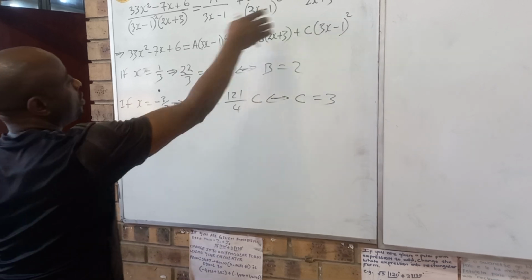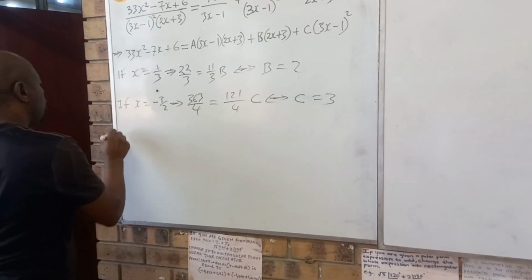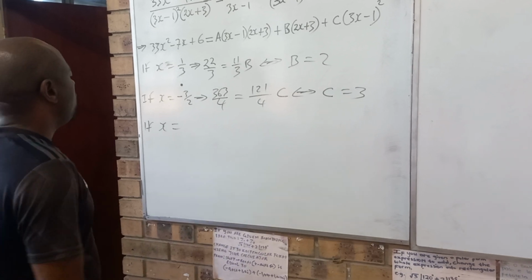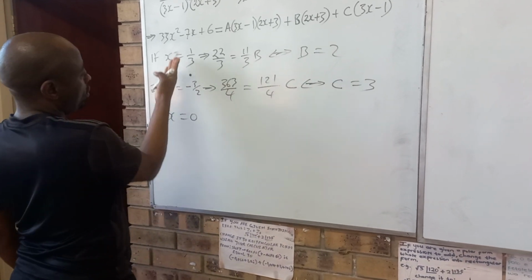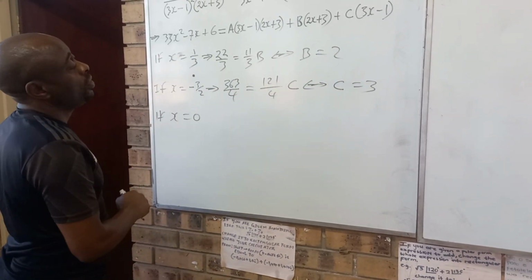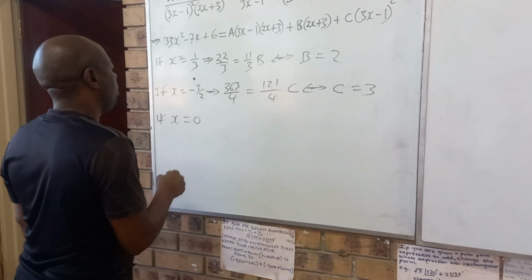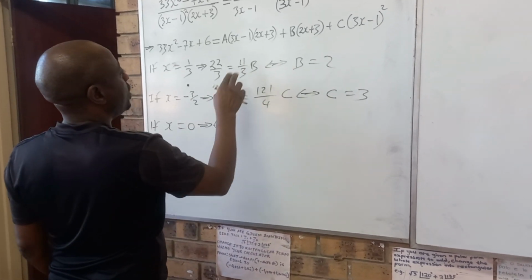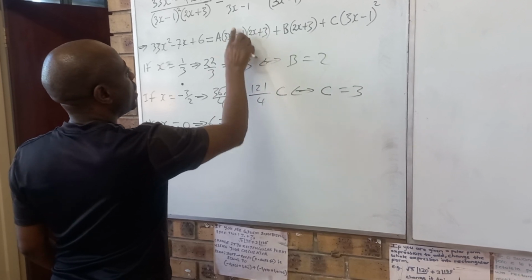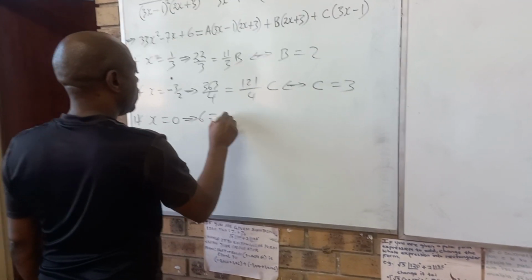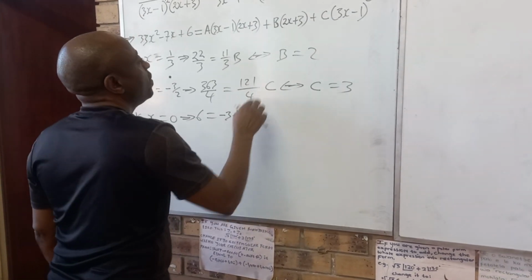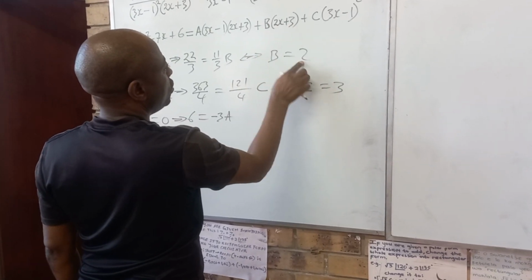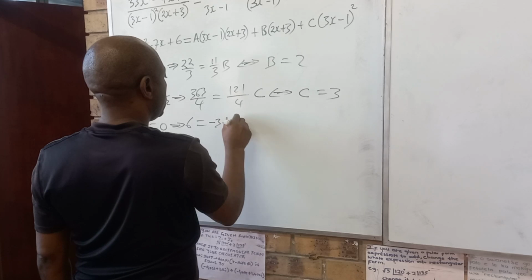So now that we've exhausted those numbers, you have to choose one last number, and you can choose any number of your choice. If you're a smart person, you just choose 0. You must choose any number that is different from the ones used. Anything you choose is fine. So if I choose 0, the left side will be 6. The right side, there is 0 here and 0 here, I get negative 3A. Then if I put 0 here, I get 3B. But can you see B? B is 2. So 3 times 2 is 6.